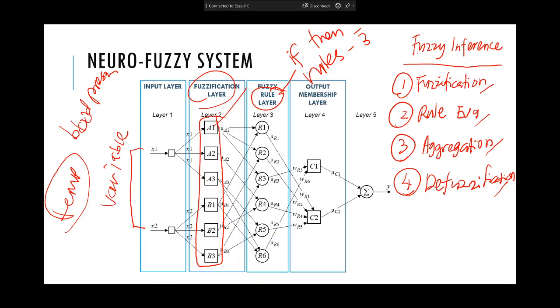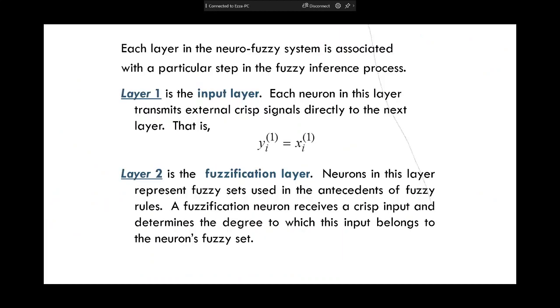Next is the output membership layer. If this is the if part, this would be the then part, and layer 5 would be the defuzzification layer. So let's move on to the explanation for each layer here. Each layer in a Neuro-Fuzzy system is associated with a particular step in the fuzzy inference process, those four processes that we have seen in the previous slide.